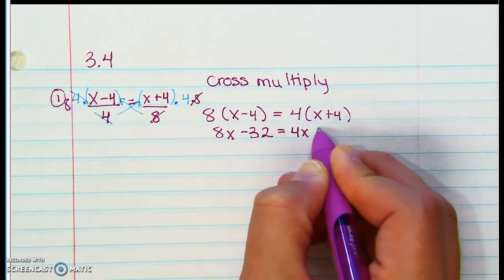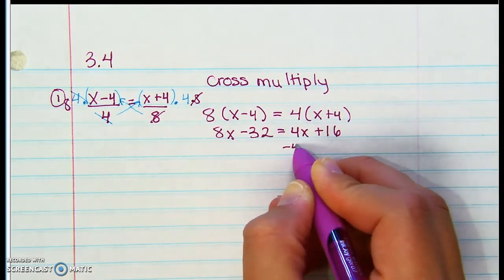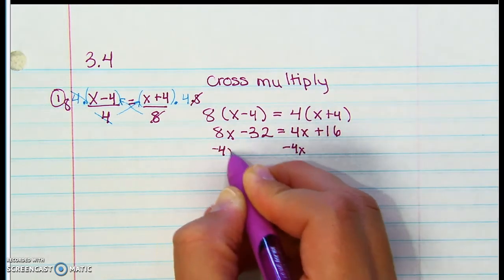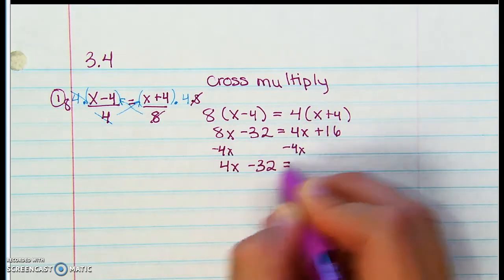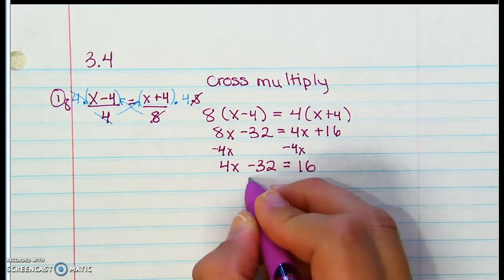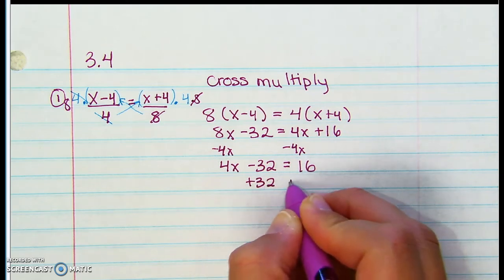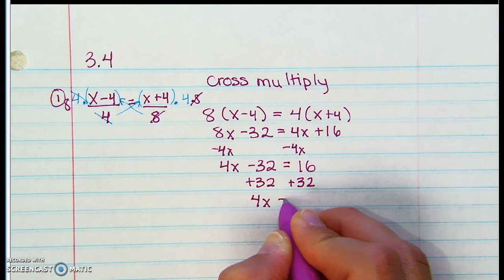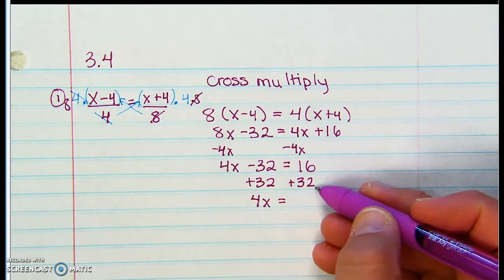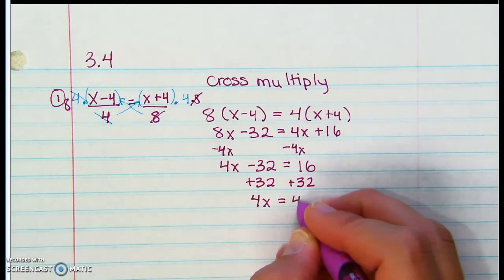And we're going to distribute. I hope I do my math right, because that's the point, right, of being a math teacher, is to do the math right. Subtract the 4x's, and now we're going to add 32. When was the last time we solved a linear equation? It's been a while, huh? 4x equals 16 plus 32 is 48.